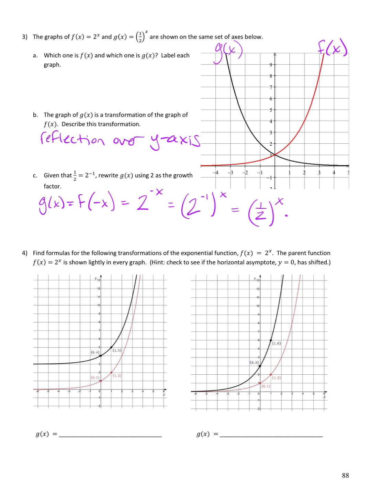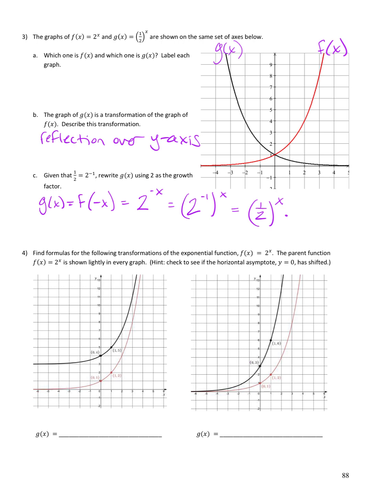Number 4, find formulas for the following transformations of the exponential function 2 to the x. So the parent function is shown lightly or in red when you're looking at it in color. So the red graph is 2 to the x, and we want to find a formula for the function graphed in black. And the hint says check to see if the horizontal asymptote has shifted.